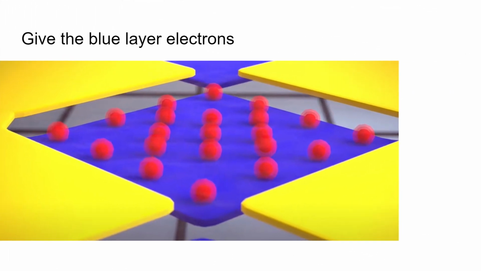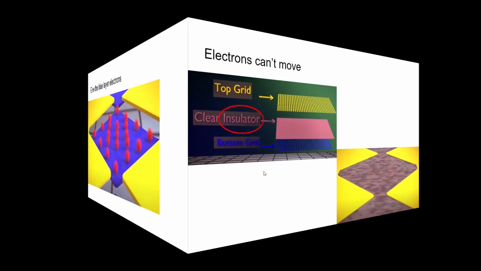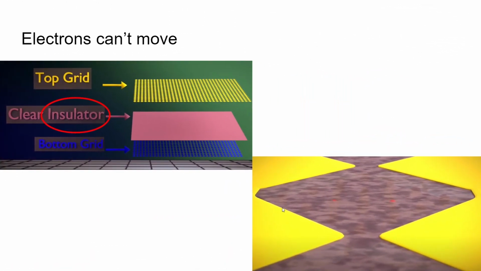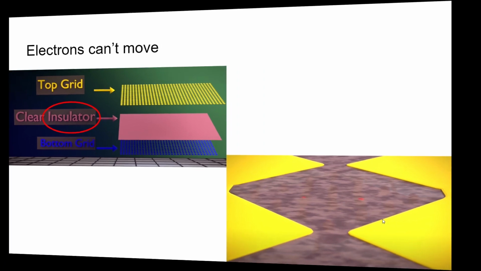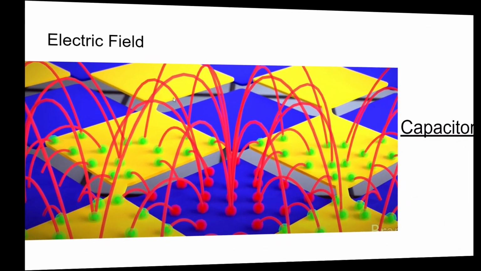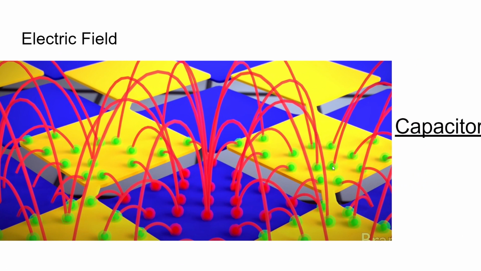We'll let in electricity to the bottom grid. This will lead to it collecting electrons, and the electrons are being shown as red circles. The electrons want to move up to the top grid, but because there's an insulator, they can't. Because of that, it generates an electric field to the yellow grid. This creates positive charges, also denoted by the green spheres. This is called a capacitor. Remember that for your tests.